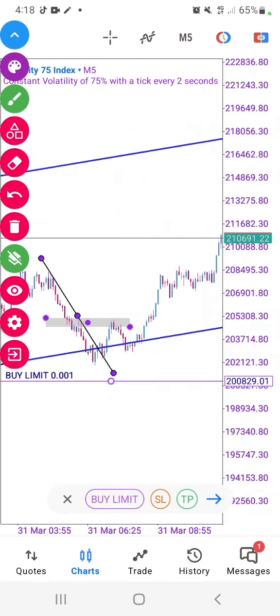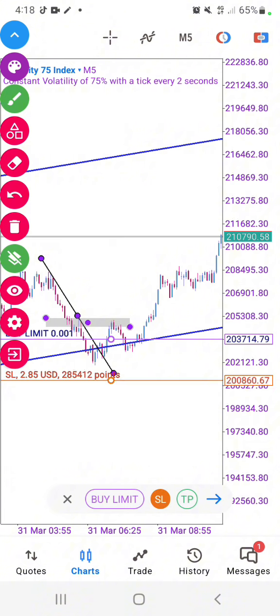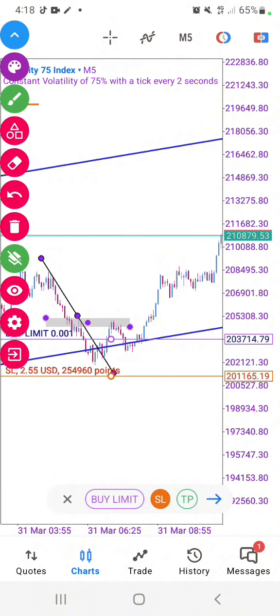Let us also count this, how many could we enter? If we entered here with 0.001 stop loss below about this, those are what?